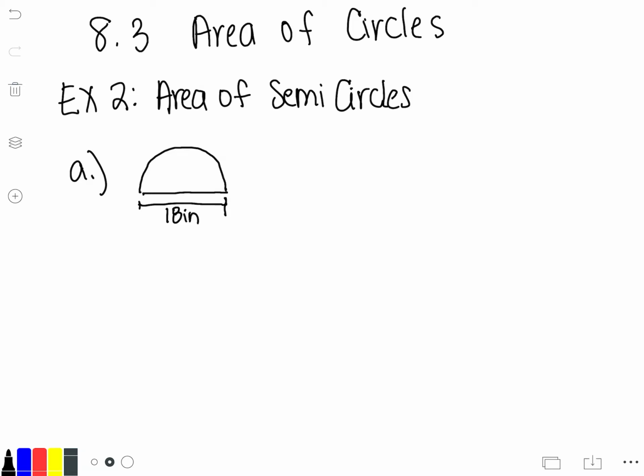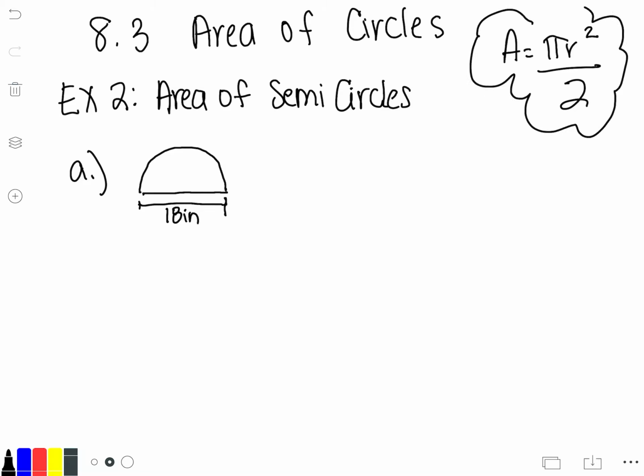So if you know that the area of a whole circle, here's your formula, is pi r squared. If we are finding the area of a semicircle, you're going to cut it in half. You're going to divide by 2. So this is your formula that you use for semicircles. Now, I did give you the diameter in this problem, so you would have to find the radius. Half of 18 is 9, so your radius is 9.